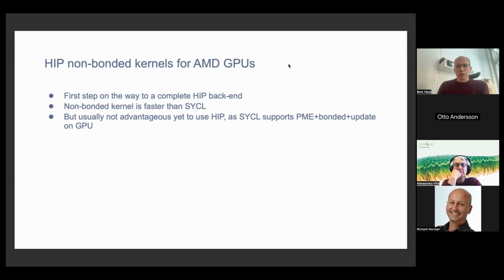So it's somewhat faster than SYCL, but currently it's not advantageous yet because you usually would also want to run PME, bonded and update on the GPU, and that cannot be done yet through HIP, but can be done through SYCL. So in a few cases where you would only offload the non-bonded, this could be useful, but otherwise the benefits will come in the next release, where hopefully all the other parts can also be run using HIP.